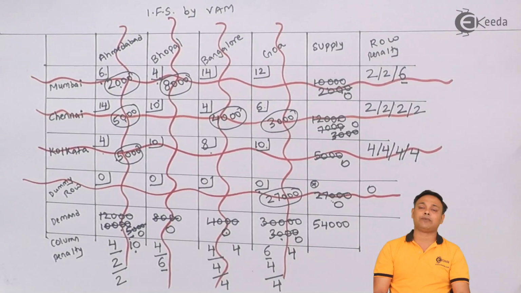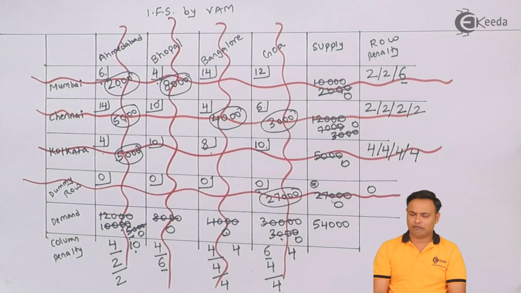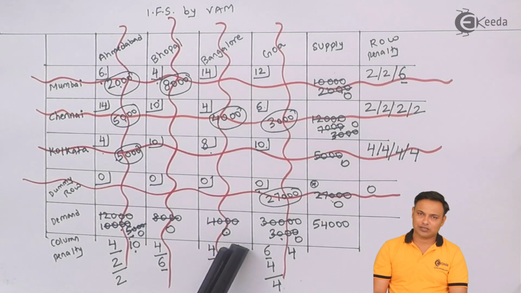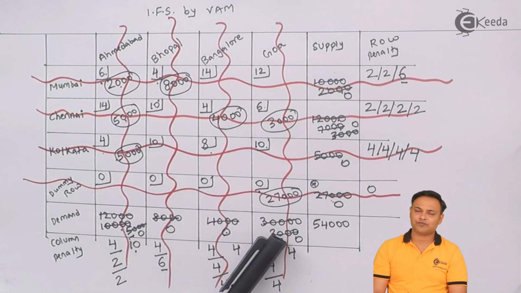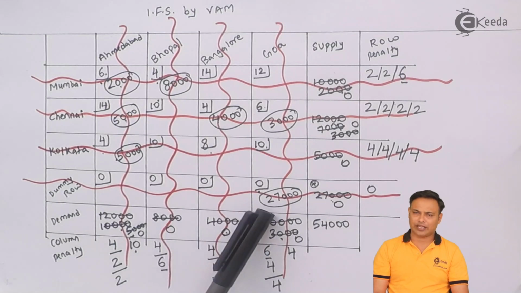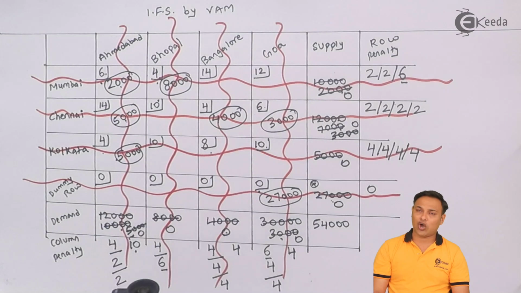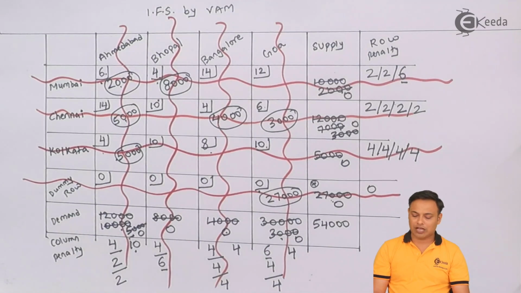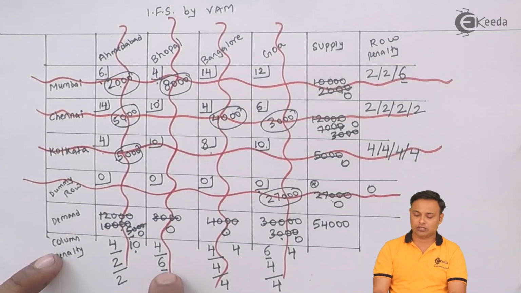So we have obtained the initial feasible solution by WAM method. Now my second step will be to check the optimality of this solution, whether this solution I have got is optimal or not. That we need to find out. So let's proceed to the next step, that is checking the optimality of the solution by Modi method. Now we are going to simply copy this solution on a new page.